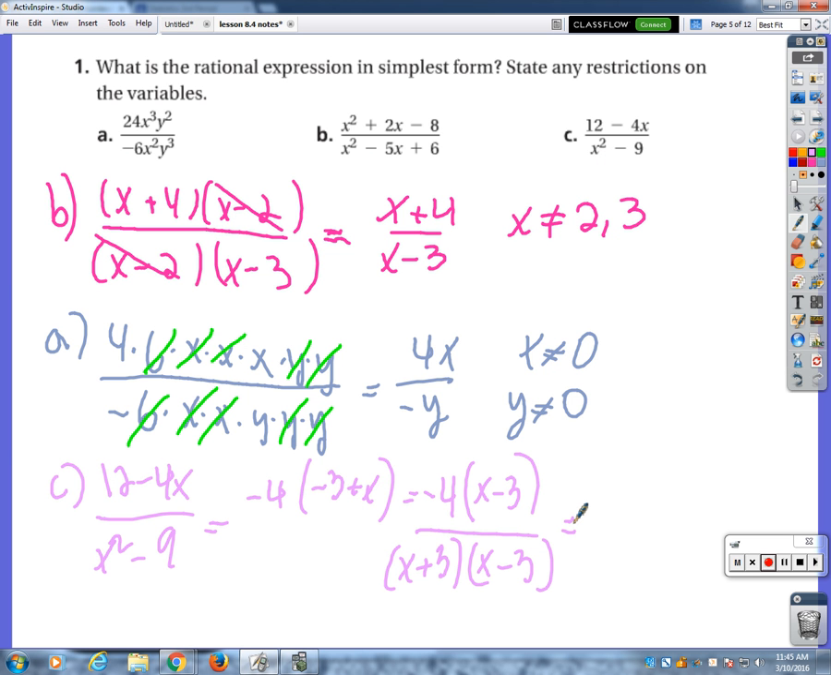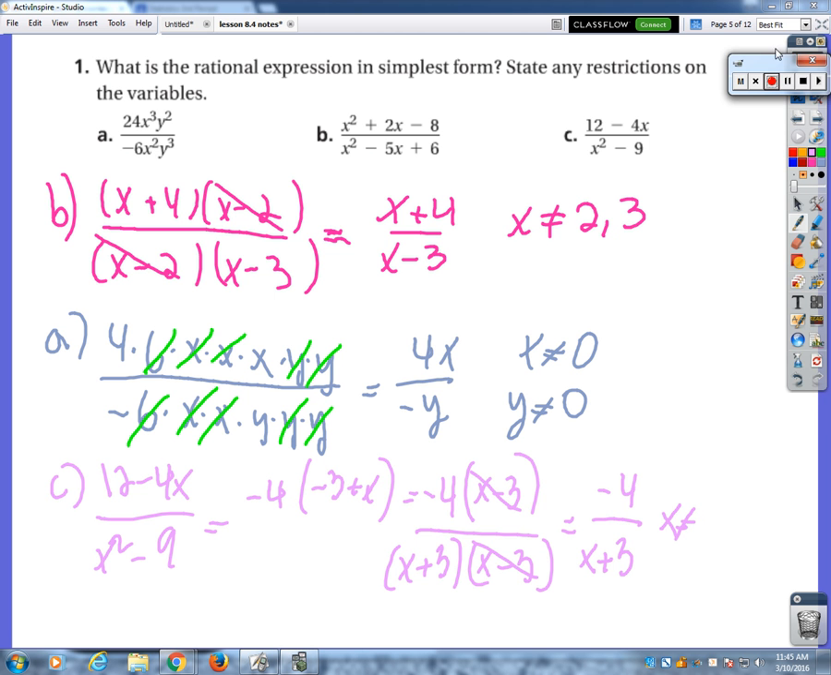Nope, we didn't finish. Now that we have it factored, what can cancel? The x minus 3s. So this written in simplest form is negative 4 over x plus 3. What are the restrictions on the variable? What can x not equal? 3 and negative 3. Good. x can't equal 3 or negative 3 because that would make the bottom of the fraction 0, and I can't divide by 0. Okay?